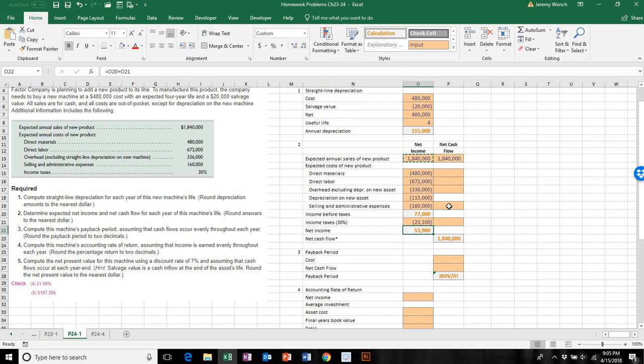And so that's going to be net income, which takes into consideration things that are non-cash, like depreciation. And so now we want to figure out what are the net cash flows that are going to be provided. And so we're going to take into consideration direct materials, take into consideration direct labor, overhead is going to be cash. We're going to ignore depreciation, but we will have selling and administrative cost, and we will still have our taxes of $23,100. So we're going to have net income of $53,900, but we'll actually have cash flows of $168,900.